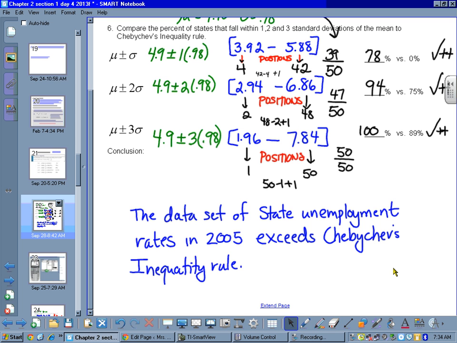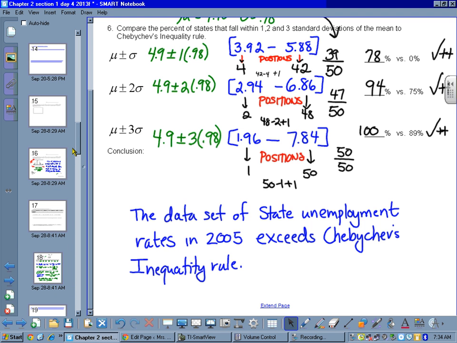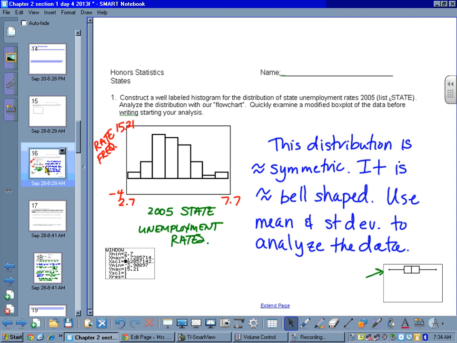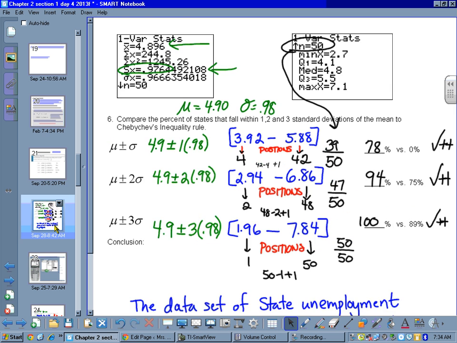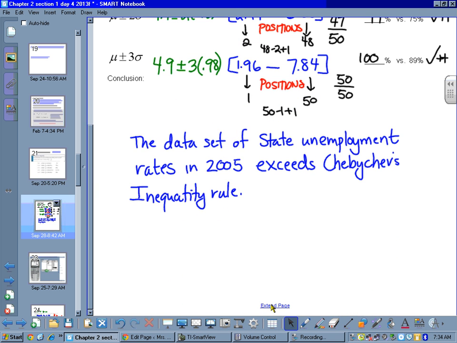And why did that happen? If we look at the very beginning of our worksheet, we can see that we declared that this data set was, especially by looking at the box plot right here, almost perfectly symmetric, or at least very close to being a nice, perfect symmetric shape. So we are going to say it exceeds the rule, and we would say the data is bell-shaped. And that's why it beat Chebychev this time.